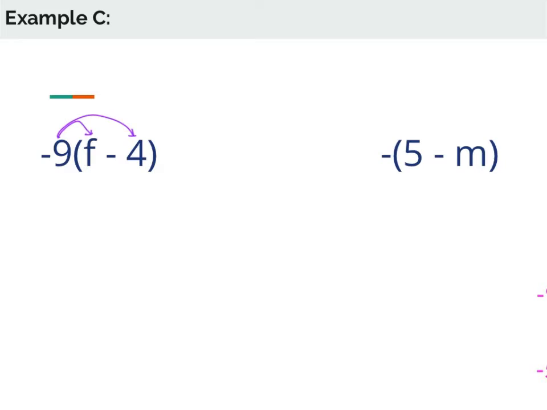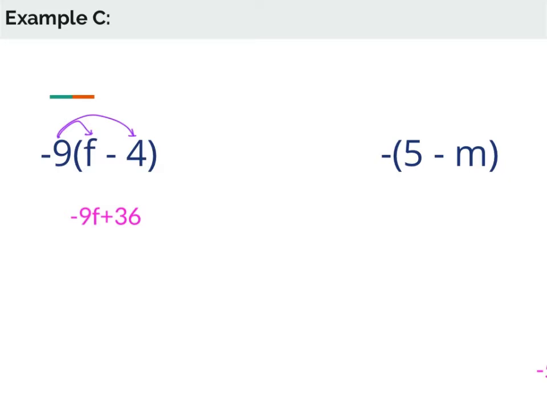So negative 9 times f is going to give me negative 9f. And negative 9 times negative 4, because remember I have to keep the sign inside. Remember I got to account for that sign. Negative 9 times negative 4 is going to give me positive 36. So my answer is negative 9f plus 36.